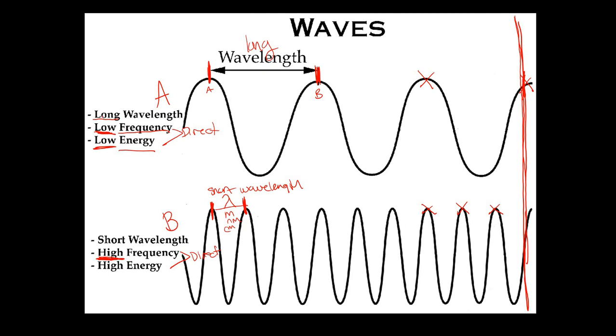So a long wavelength gives a low frequency. These are inverse. A short wavelength gives a high frequency, so this is also inverse. The shorter the wavelength, the higher the frequency, because it's going to hit this imaginary wall more frequently, again because these are moving at the same speed.